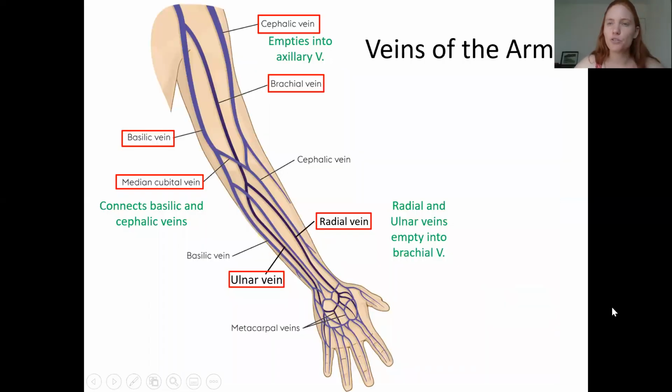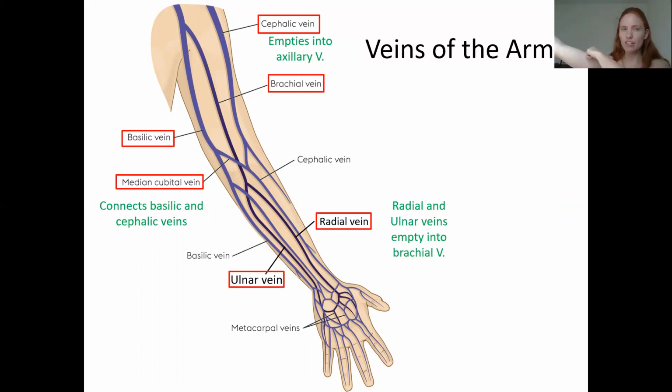Okay, so let's go into veins. Oops, trying to move my picture so you can read the words. Let's go into the veins of the arm. Okay, so here we have the brachial vein, and the brachial vein is running in the middle. You've got like three veins all running here. Running down the middle is the brachial vein.